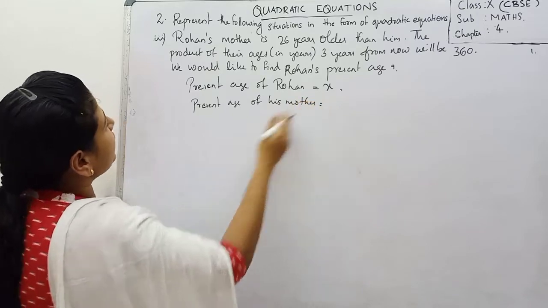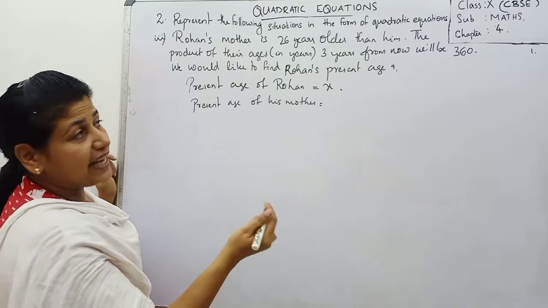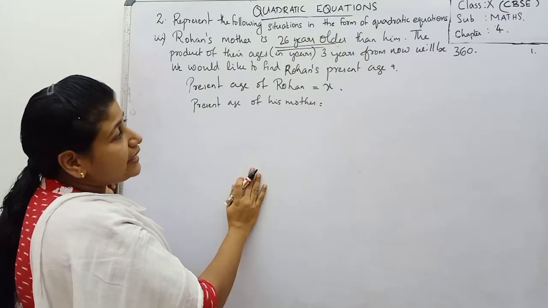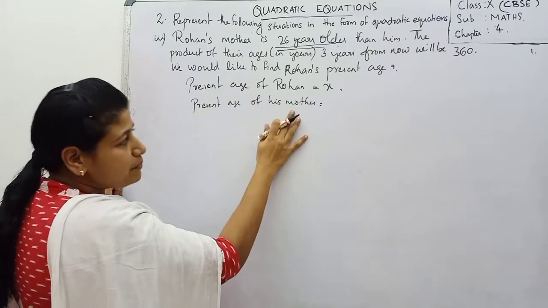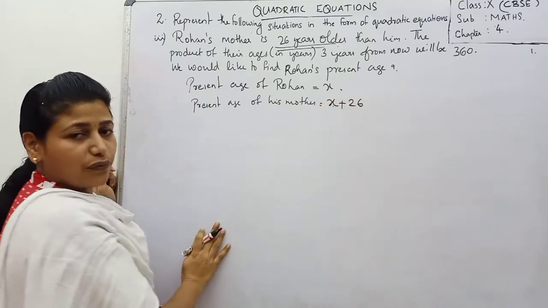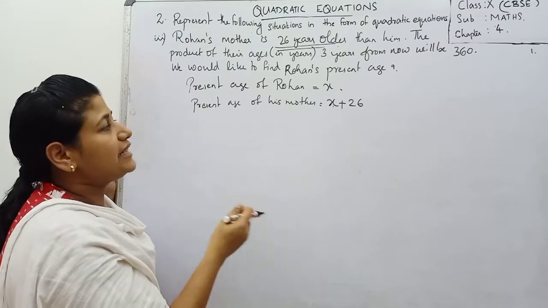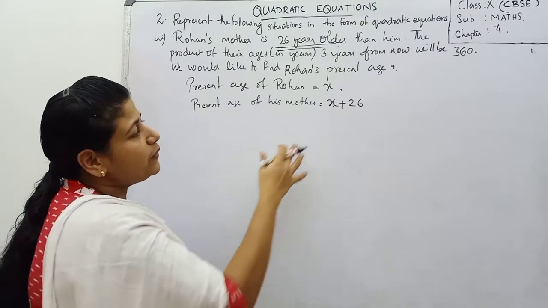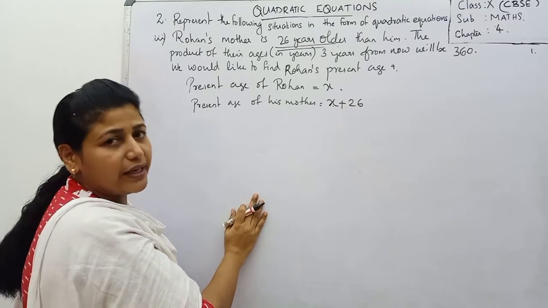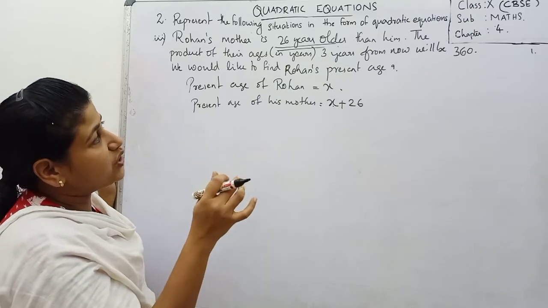The question is given that Rohan's mother is 26 years older than him. 26 years older means we have to write the age of his mother as X plus 26. If X is the age of Rohan and his mother is 26 years older than him, then we can write his mother's age as X plus 26. Got it? Then one condition is given that the product of their ages.